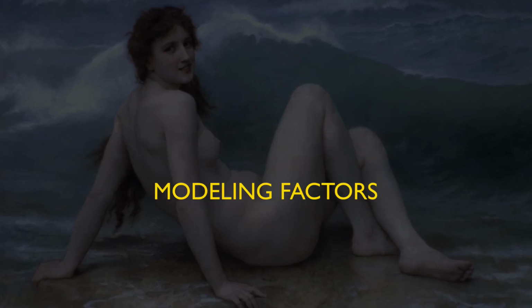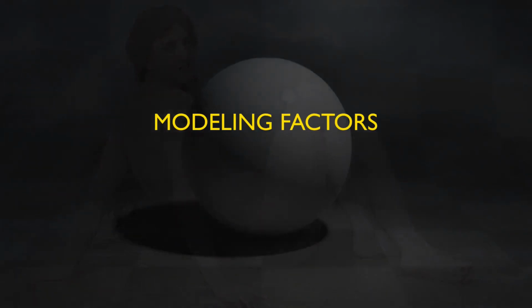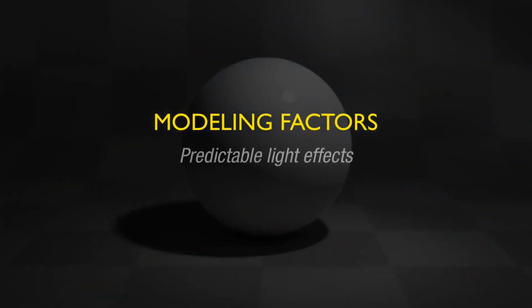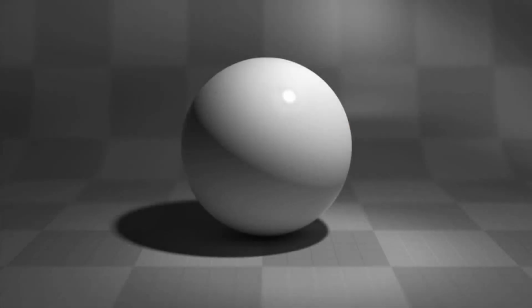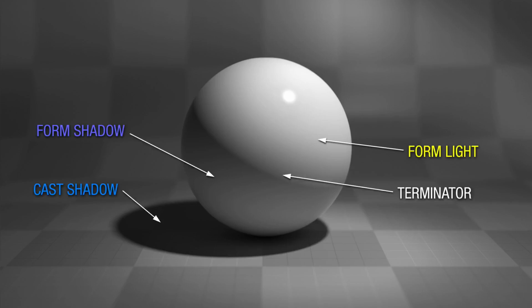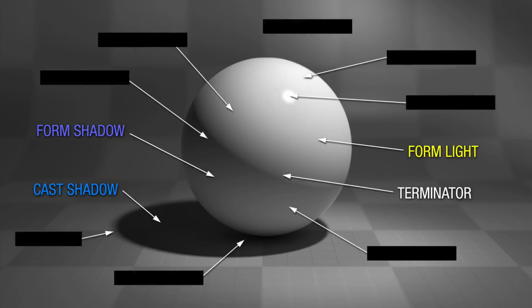To do this, we use modeling factors. Modeling factors are predictable light effects. If your goal is realism, you can think of modeling factors as your tools for achieving that realism. You can also use them as a checklist. If one or more of these modeling factors are missing, your image probably looks less real than what is possible with all of the modeling factors. We're going to look at 12 of them. The first 4 allow us to separate light and shadow, and you know them already. The remaining 8 help us to create realism.